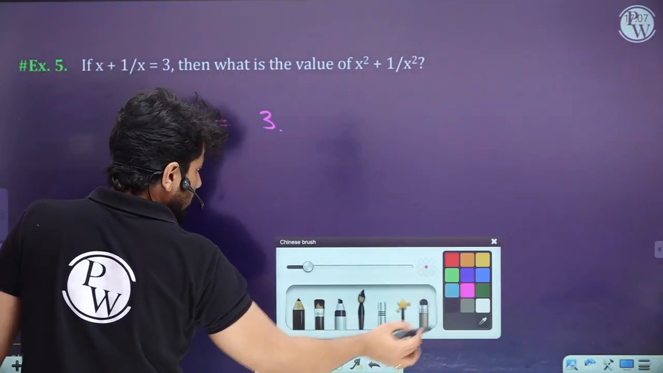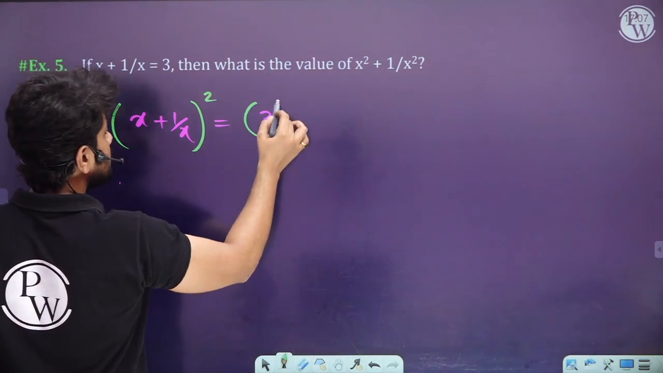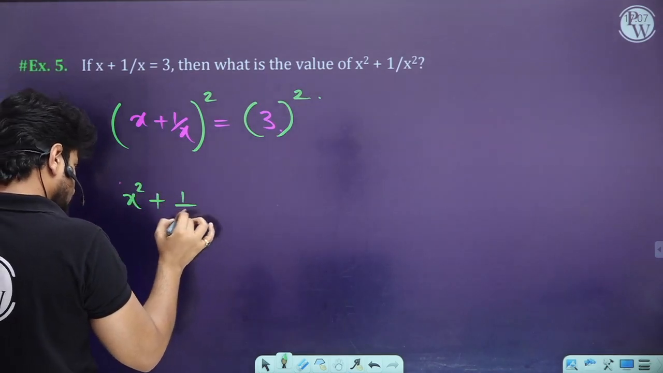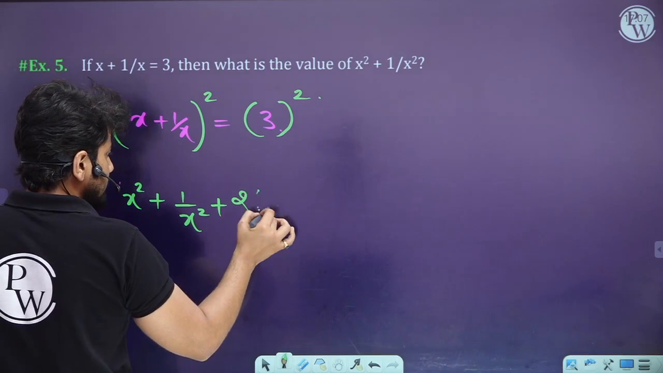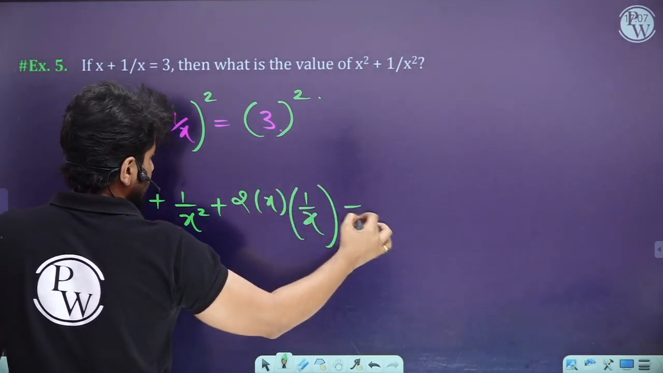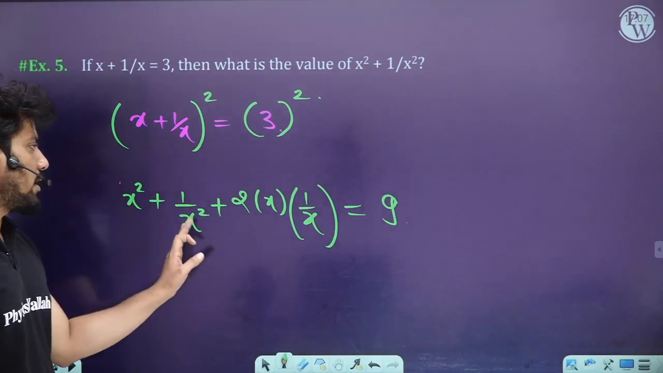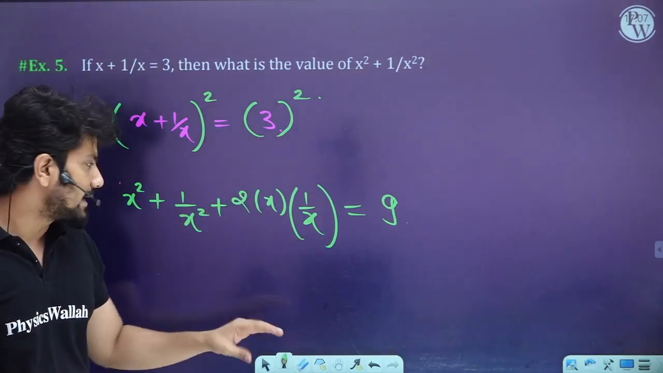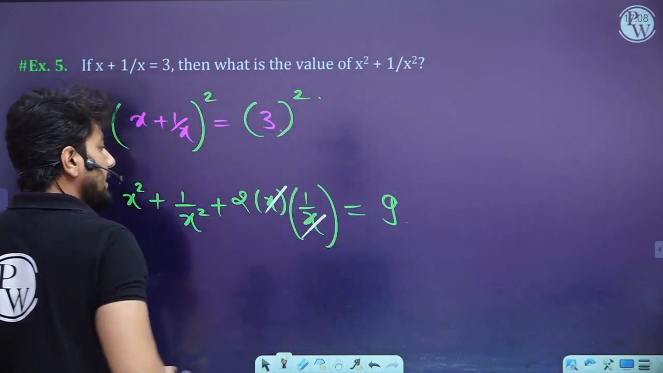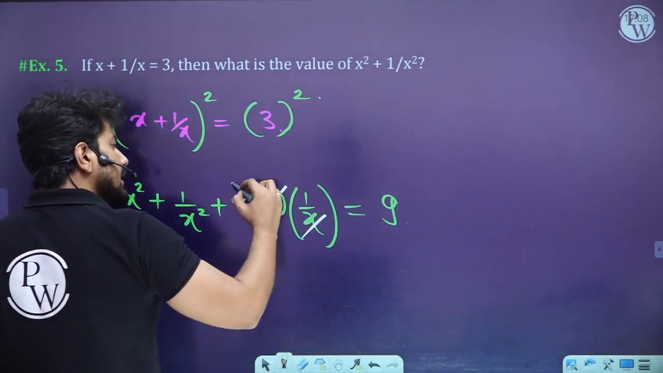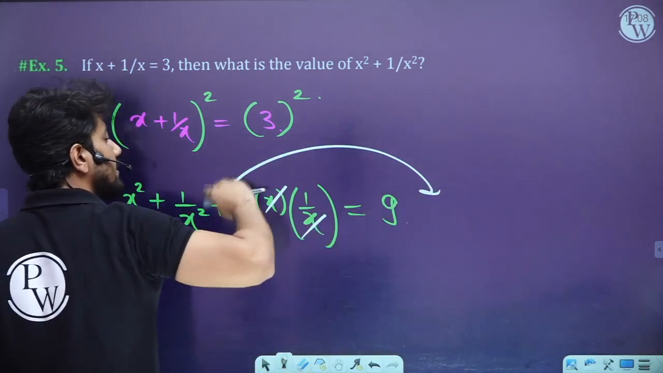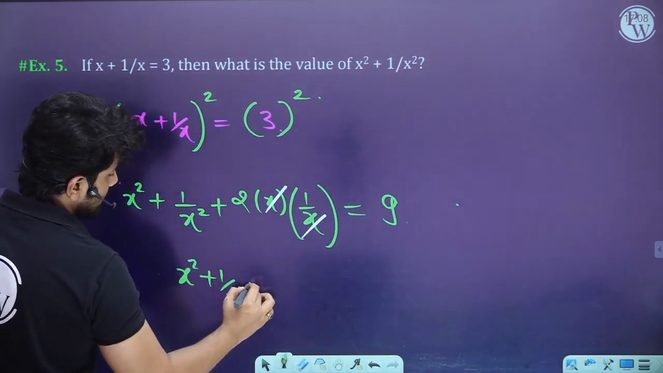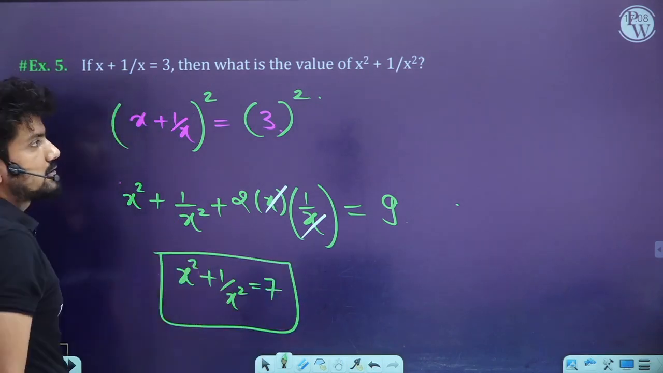So simply do the squaring on both sides. On the left hand side, we are going to get x square plus 1 by x square plus 2 times x into 1 by x. On the right hand side, we are going to get 9. This follows a square plus b square plus 2 into a into b. Now this term is very beautiful, because x and 1 by x will get cancelled out. This term is simply 2 only. If you bring that 2 to the right hand side, we get 9 minus 2, which is equal to 7. So x square plus 1 by x square is equal to 7. Okay, that's the value for x square plus 1 by x square.